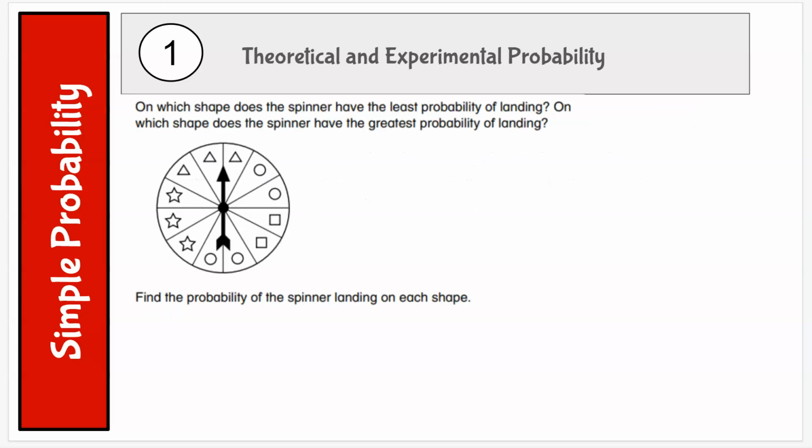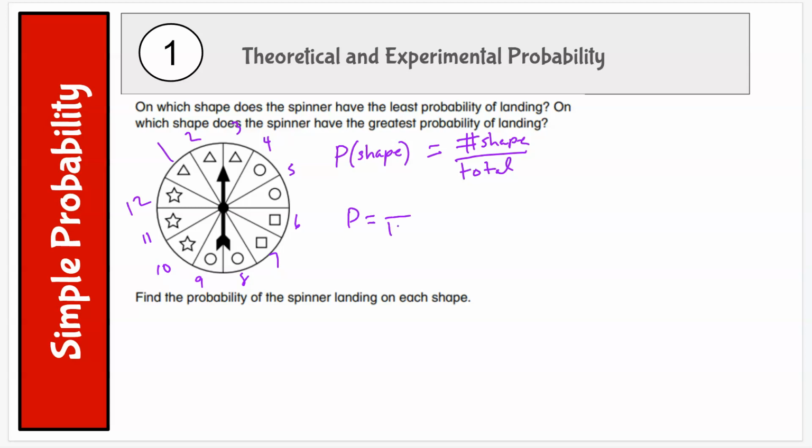Let's look at an example. On our spinner here, they're asking us which shape the spinner has the least probability of landing on, and which shape it has the greatest probability of landing on. So we're trying to find the probability of each shape, which means we take the number of that shape over the total. First we need the total. There are 1, 2, 3, 4, 5, 6, 7, 8, 9, 10, 11, 12 shapes. So all of our probabilities are going to be over 12. Let's find each one.